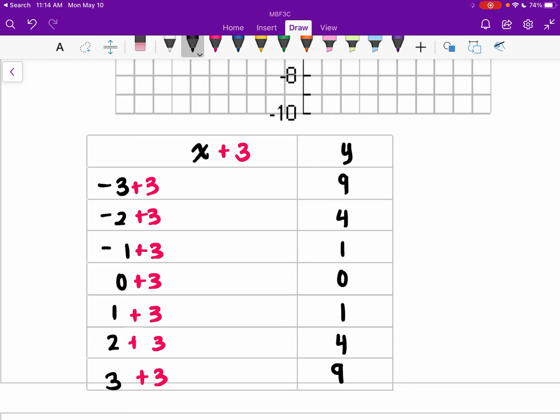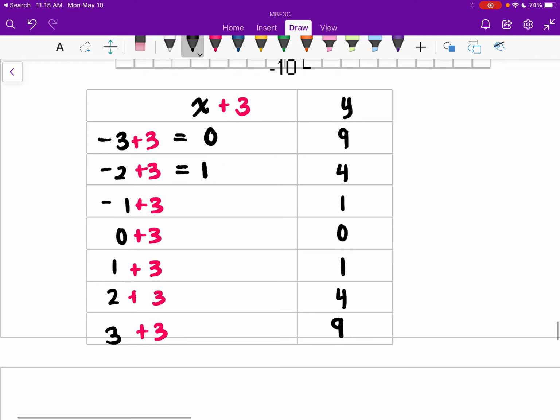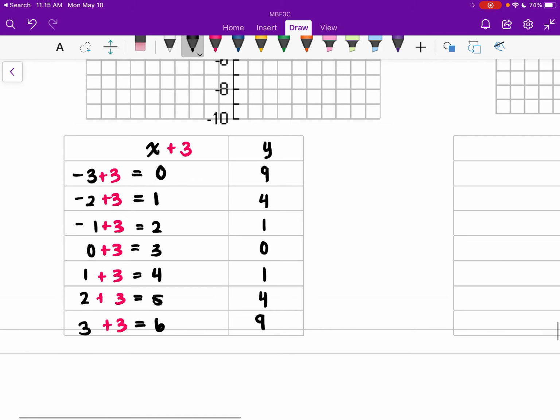It doesn't really matter. So -3 plus 3 is going to be 0. -2 plus 3 is going to be 1. -1 plus 3 is going to be 2. 0 plus 3 is 3. 1 plus 3 is 4. 2 plus 3 is going to be 5. And then 3 plus 3 is going to be 6. So now I have a table of values. 0, 1, 2, 3, 4, 5, 6. And then 9, 4, 1, 0, 1, 4, 9.